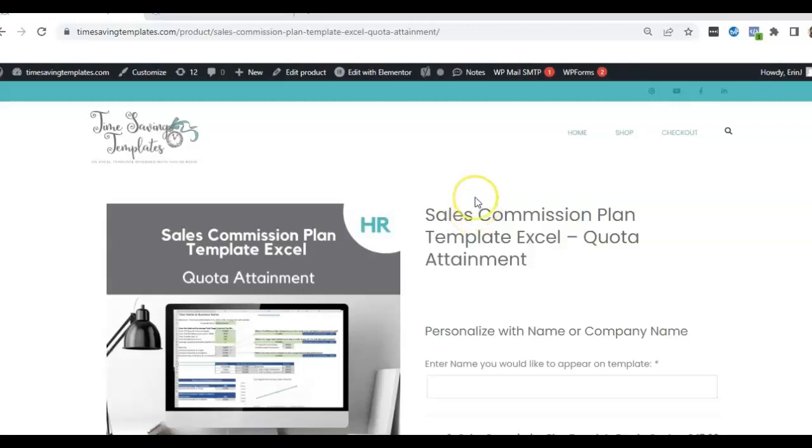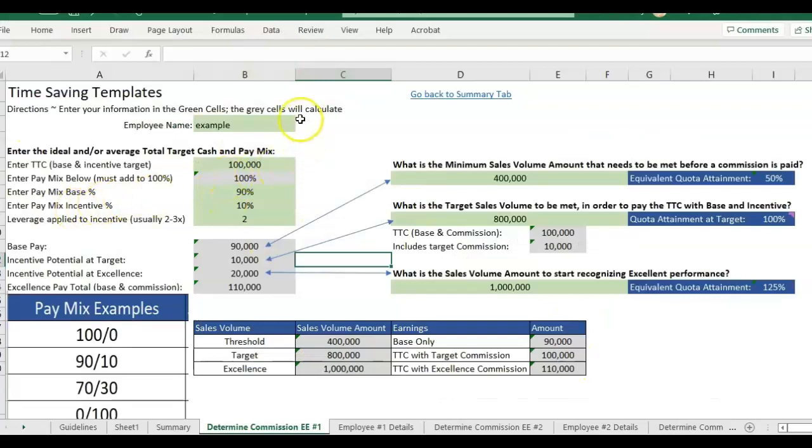That one was all about the difference between a flat sales commission percentage versus using quota attainment, which is the template we're using for our example, a quota attainment sales plan template. And we also looked at pay mix and how that relates to total target cash, TTC, or OTE, on-target earnings. If you saw the first video, this example looks very familiar.